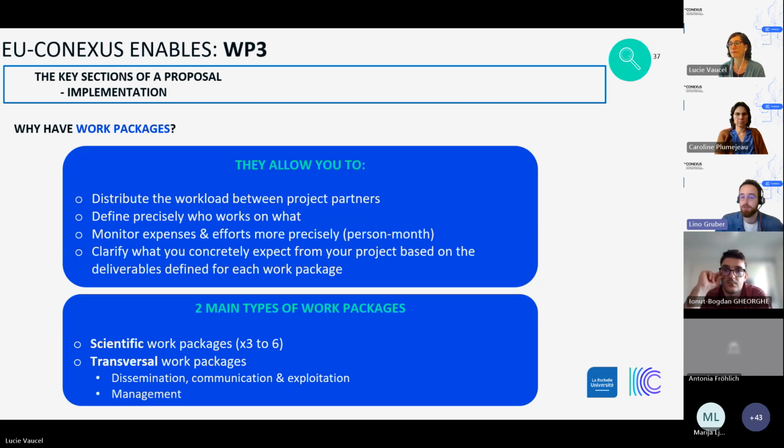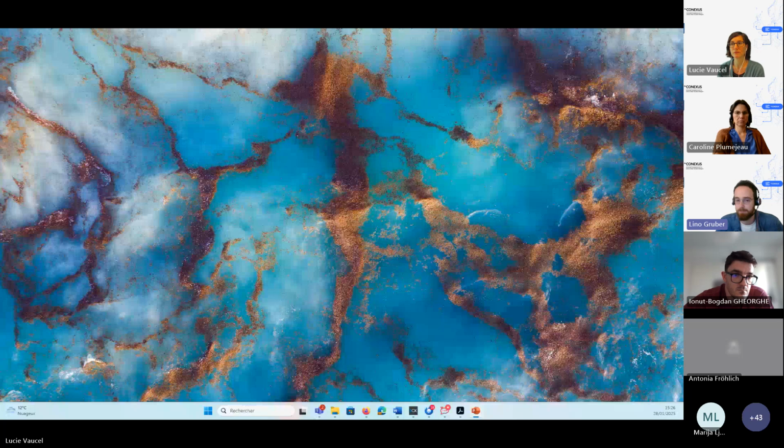Also, a side note, there are usually two main types of work packages that you can encounter. The first type is transversal work packages, which are usually there no matter what type of project you're working on. One is usually dedicated to project management, while the other one deals with communication and dissemination aspects. And then you've got what we call scientific work packages, which are really specific, and they highly depend on the nature of your project, on the research topic.